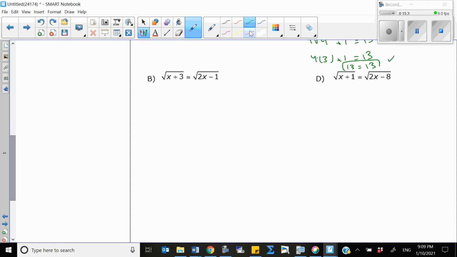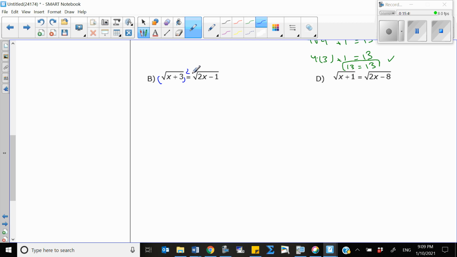Okay, let's go to the next example here. Square root of x plus 3 equal to square root of 2x minus 1. Here I already have one radical on this side and another radical on the other side. So basically I can say the first step is already done here. We have radicals by themselves on each side. So I'm going to go to the next step.